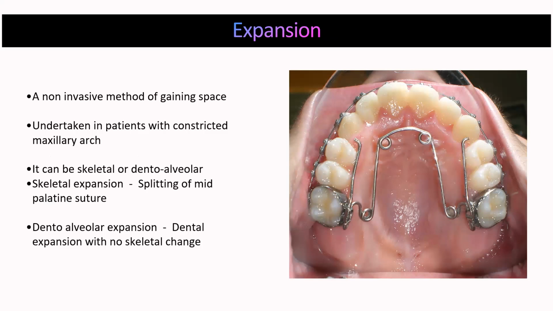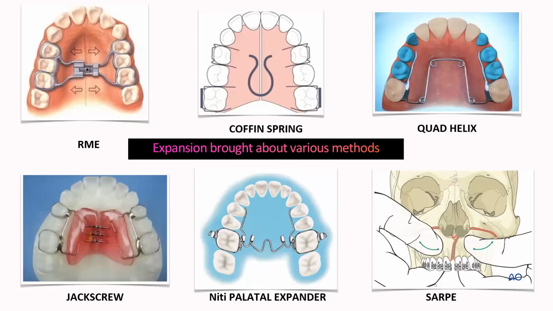Skeletal expansion is splitting of the mid-palatine suture, and that's also called rapid maxillary expansion. Dentoalveolar expansion is dental expansion with no skeletal change, also known as slow maxillary expansion. So, basically, skeletal expansion is rapid and dentoalveolar expansion is slow.